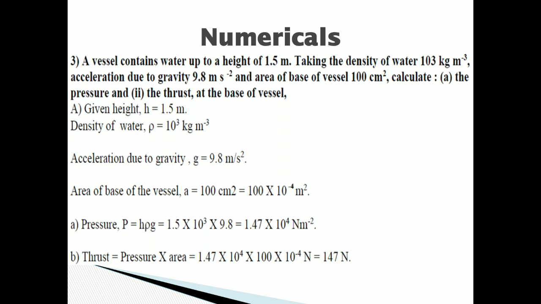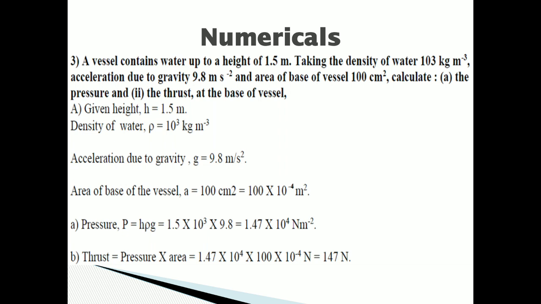Third one: a vessel contains water up to a height of 1.5 meter. Density of water has been given. It is not 103, it is 10 raised to 3 kg per meter cube. Acceleration due to gravity, they have asked us to take as 9.8 meter per second square. Area of the base of the vessel is 100 centimeter square. We have to calculate the pressure and thrust at the base of the vessel.